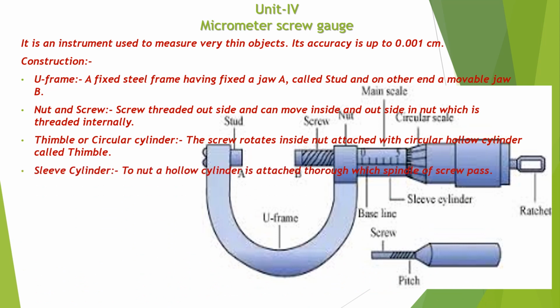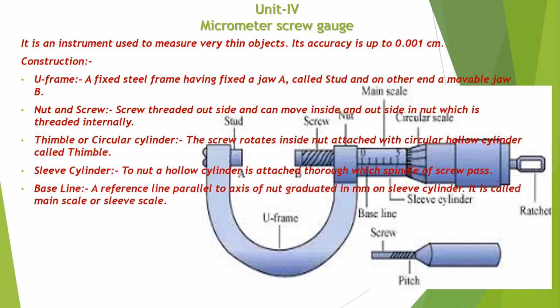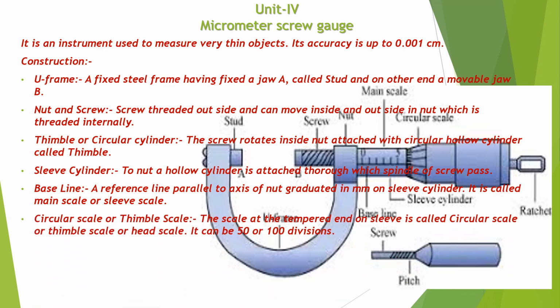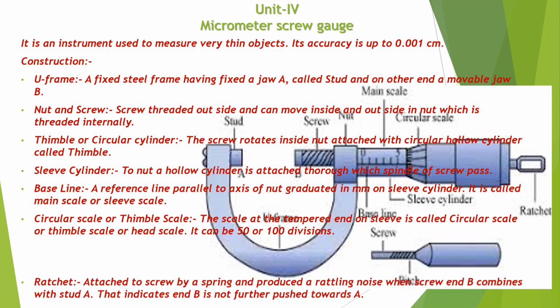Sleeve cylinder: it is attached to the hollow cylinder and through it the spindle of the screw passes. Baseline: there is a reference line parallel to the axis of the nut. It is graduated in mm on the sleeve cylinder. This is called the main scale or the sleeve scale. Circular scale or the thimble scale: the scale at the taper end on the sleeve is called the circular scale or the thimble scale or head scale. It can have up to 50 or 100 divisions.